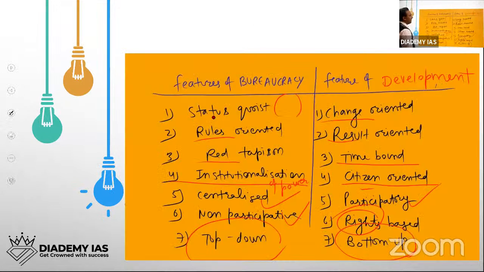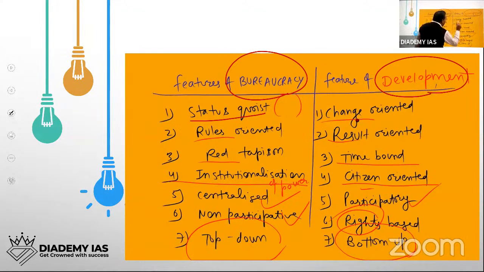And if we go into the detail of this topic, we have to understand the features of the bureaucracy. Bureaucracy is status quoist. It does not want change. And if we compare with the features of development, development is change oriented. Bureaucracy is rules oriented. They focus on following the rules. Development is result oriented. They want the result despite whether rules are followed or not. ठीक है. So there is contradiction. Then you have to substantiate this with the proper example.